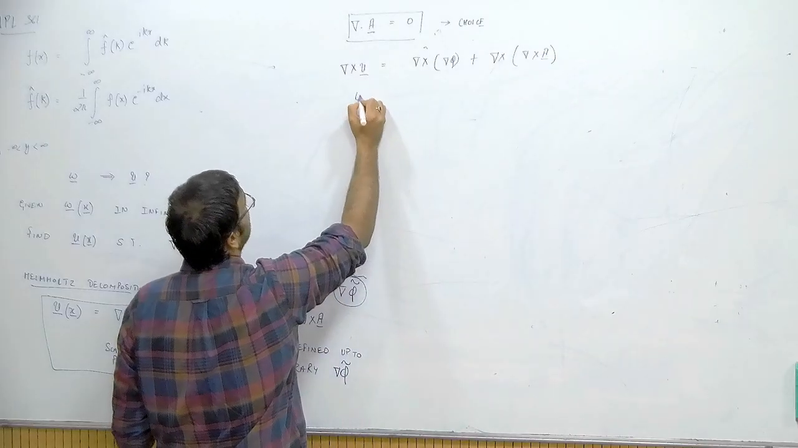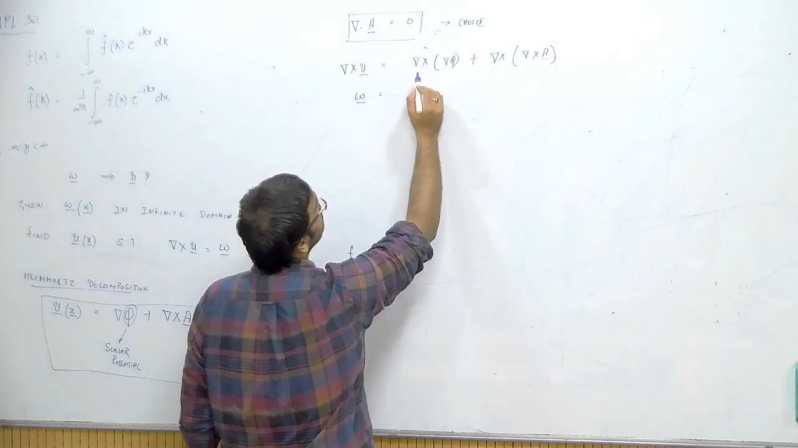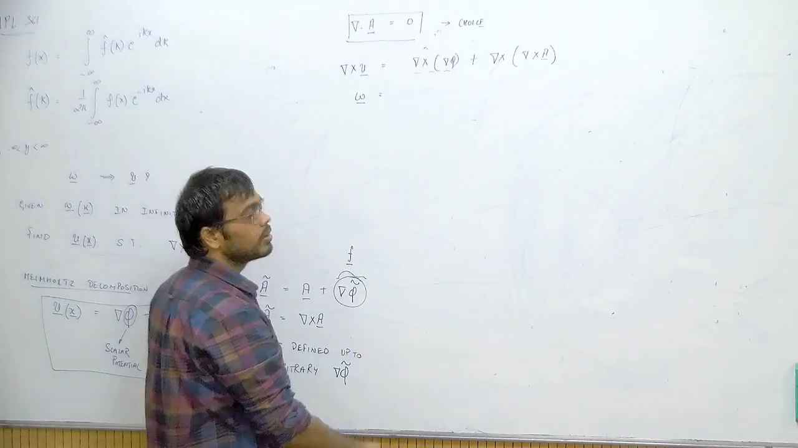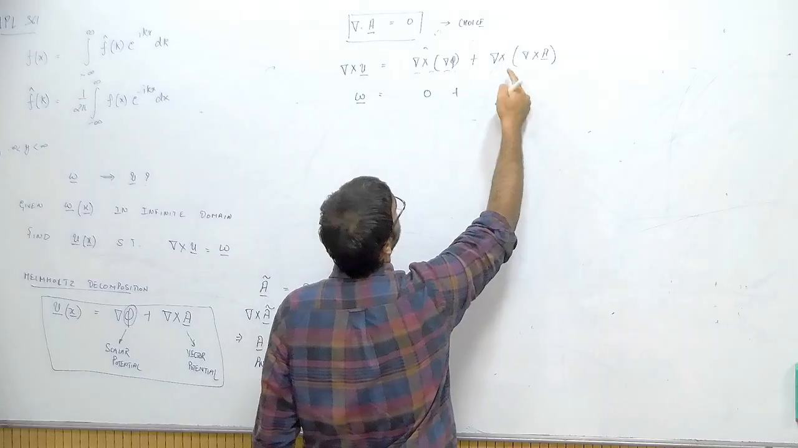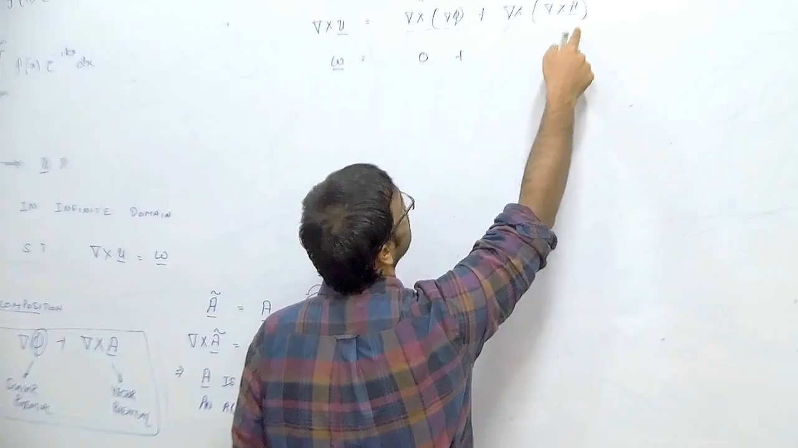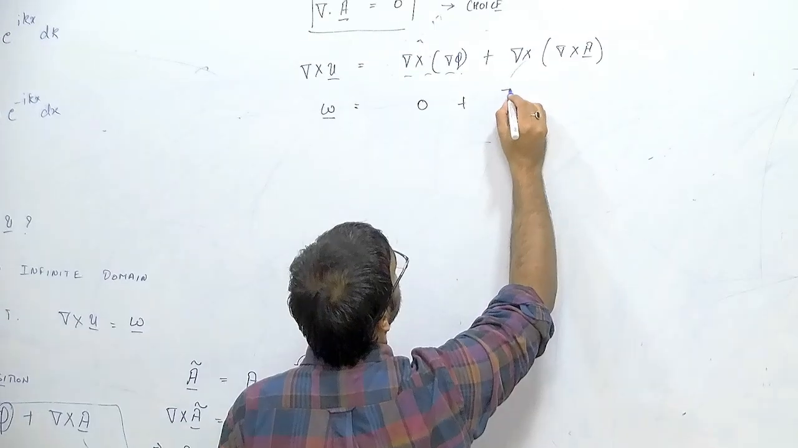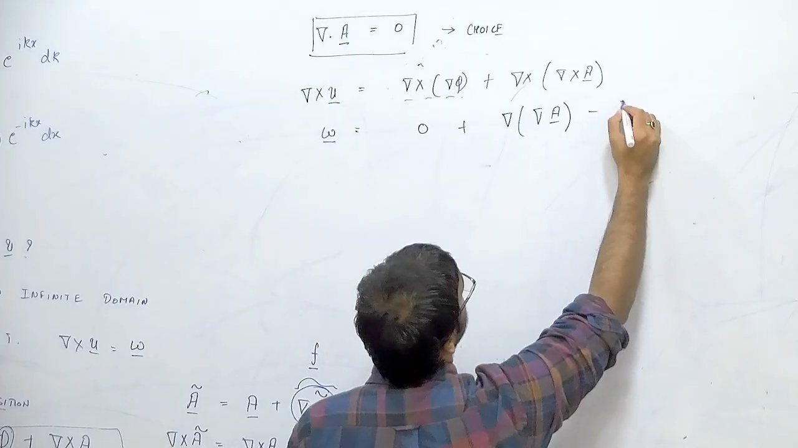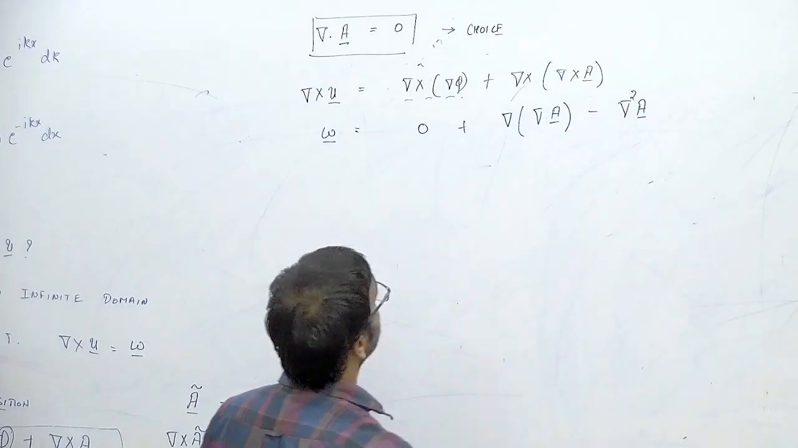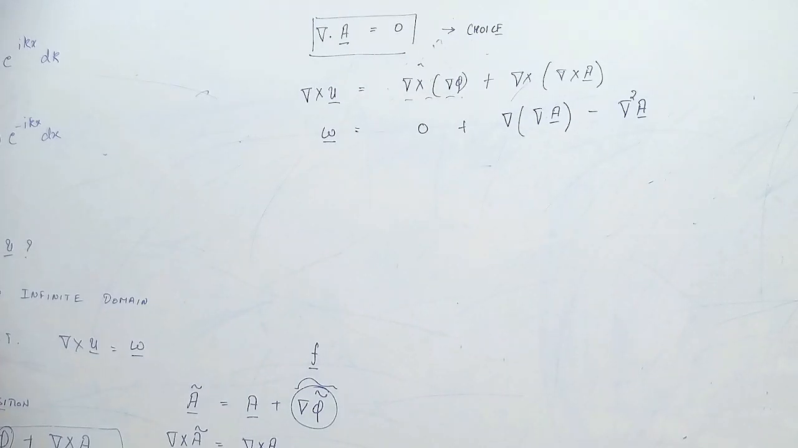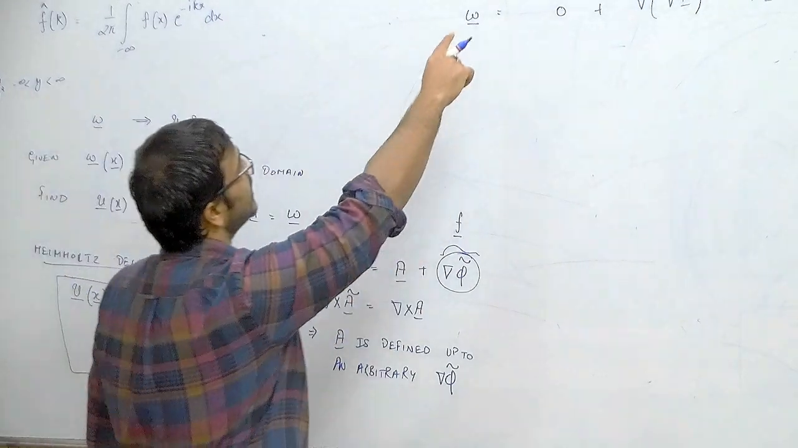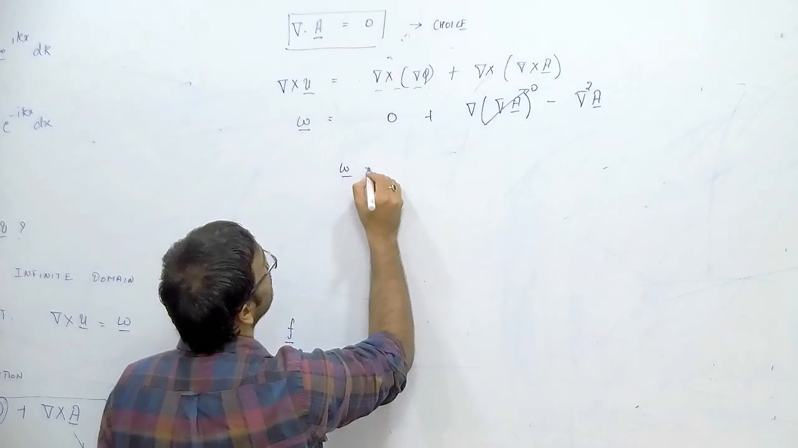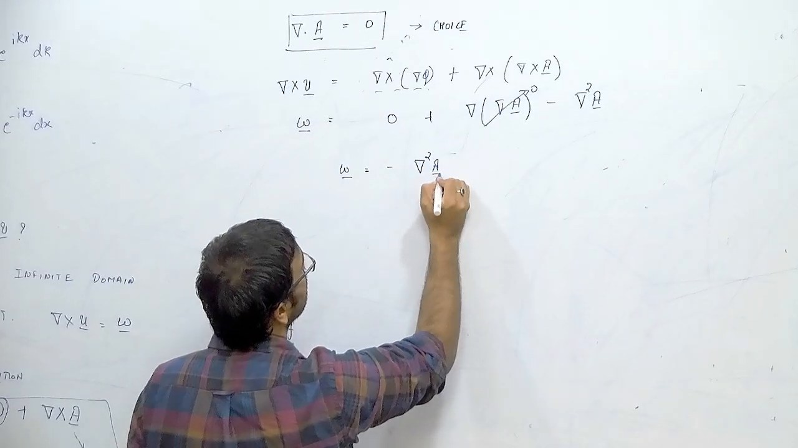So, this is omega. What is this by definition? Del cross grad phi. What is this by definition? 0. And then we have this. So, you can open this up using your index notation and you will find that this is nothing but del of del dot A minus del square A. Okay, and I am choosing this A such that this guy is 0. So, that means omega equals minus del square of A.